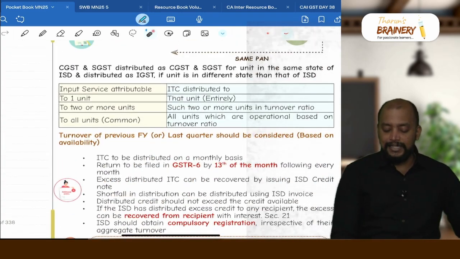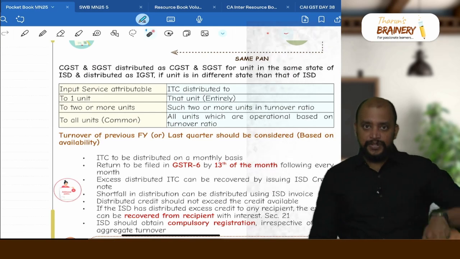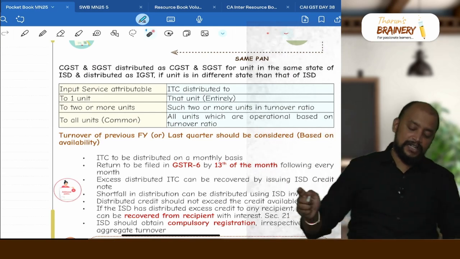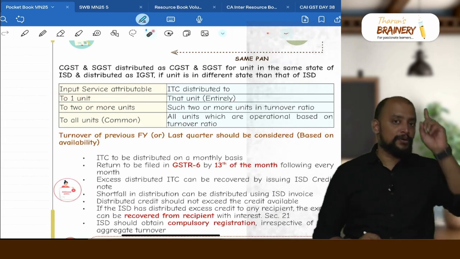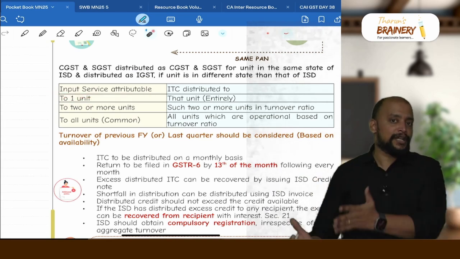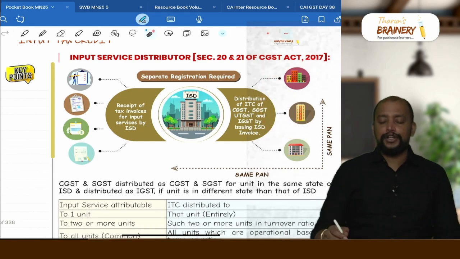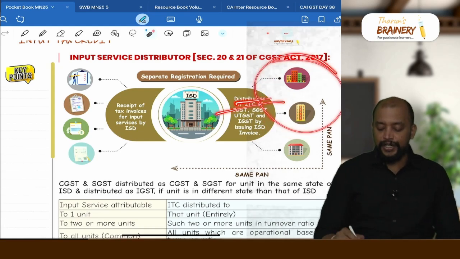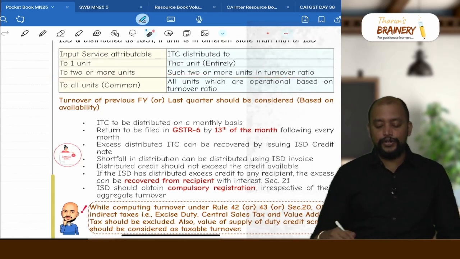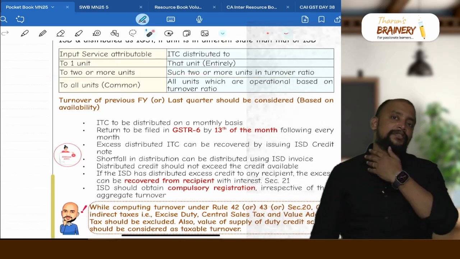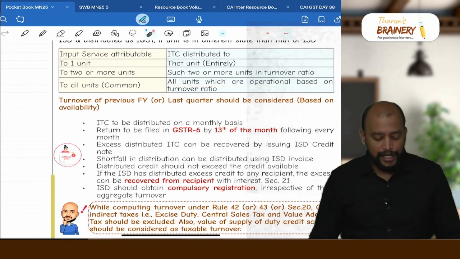All these divisions should be under the same permanent account number. Here CGST and SGST are distributed as CGST and SGST for a unit in the same state, whereas for a unit in a different state it will be distributed as IGST. Suppose the input service is attributable to one unit, the entire credit will be distributed to that unit. If the service is attributable to 2 units, then we need to apportion between these 2 units and distribute it in the turnover ratio. So 2 or more units, in turnover ratio. Suppose it is common for all units, then all units which are operational, based on the turnover ratio.